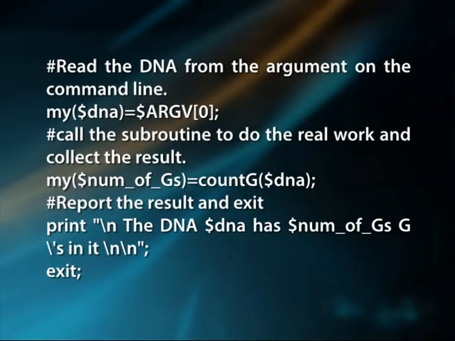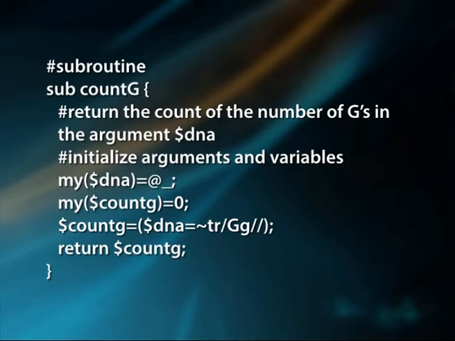Read the DNA from the argument on the command line. my $DNA = $ARGV[0]. Call the subroutine to do the real work and collect the result. my $numG = countG($DNA). Report the result and exit. print "\nThe DNA $DNA has $numG G's in it\n\n"; exit.